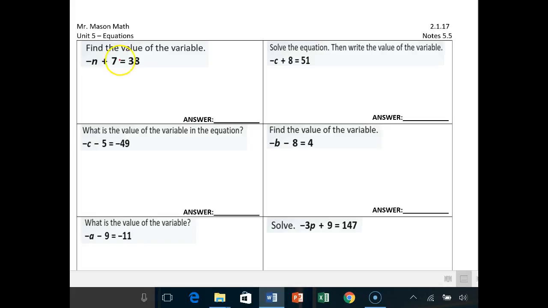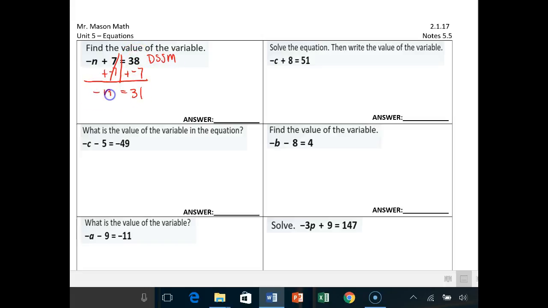So for instance, this first problem, you draw your Tetris. You see that you have a positive 7, so you add -7 to both sides. Those cancel out because it's 0. This is a different sign, subtract. Keep the sign that we have more. So 38 minus 7 is 31.